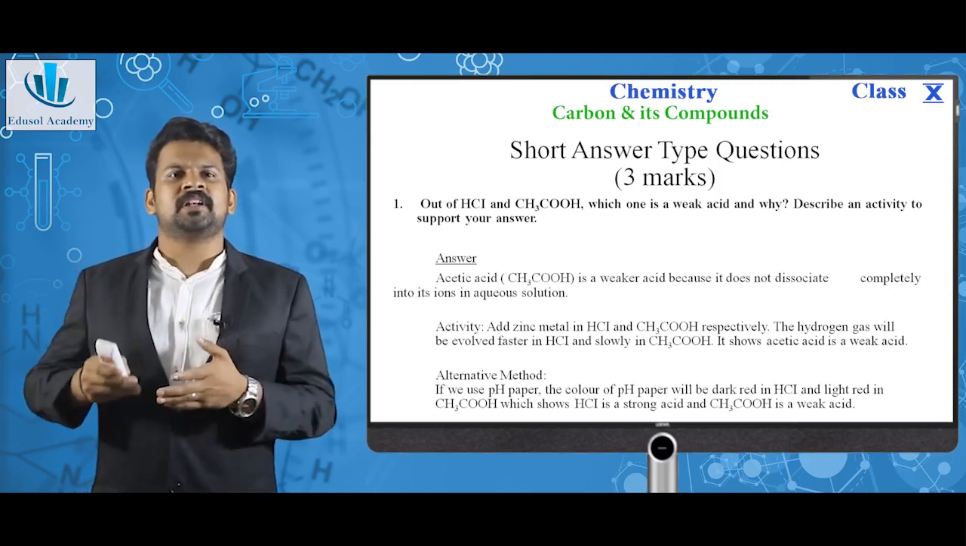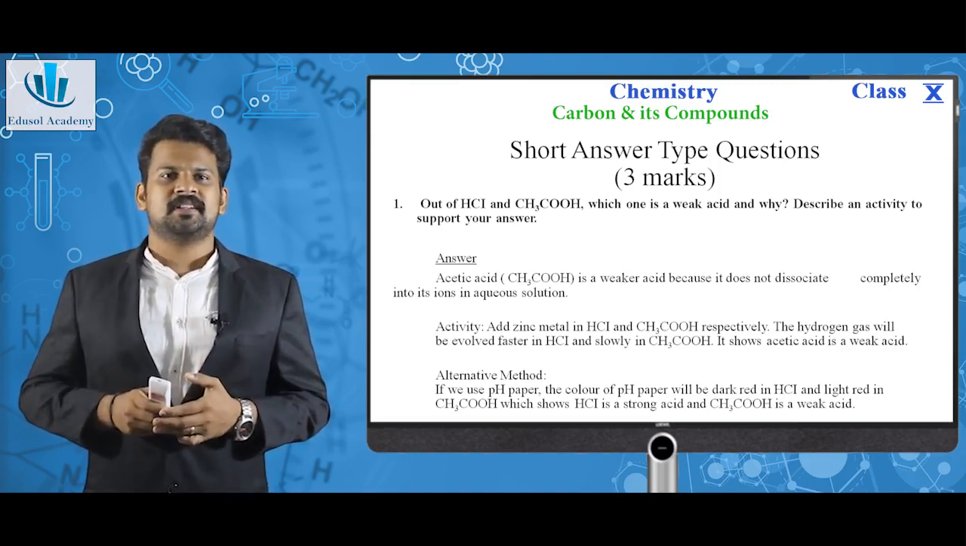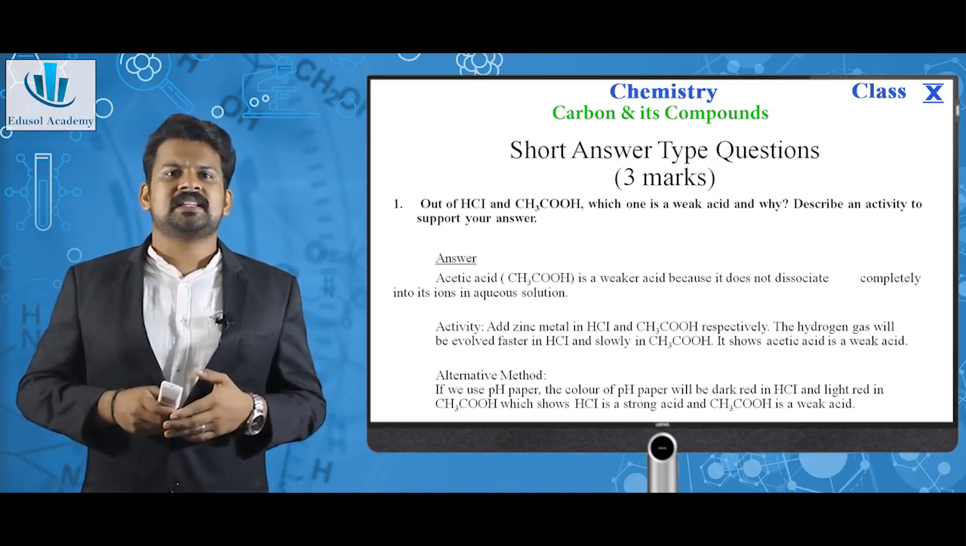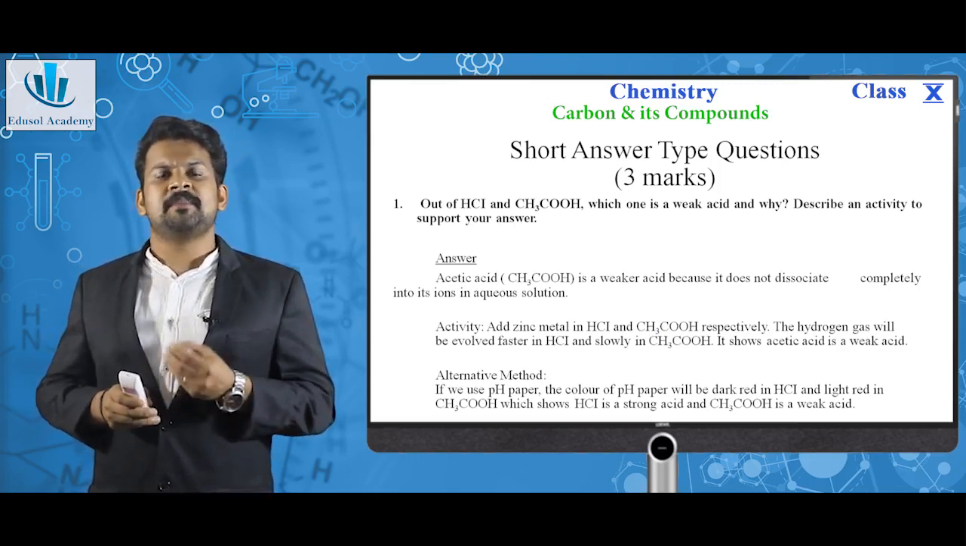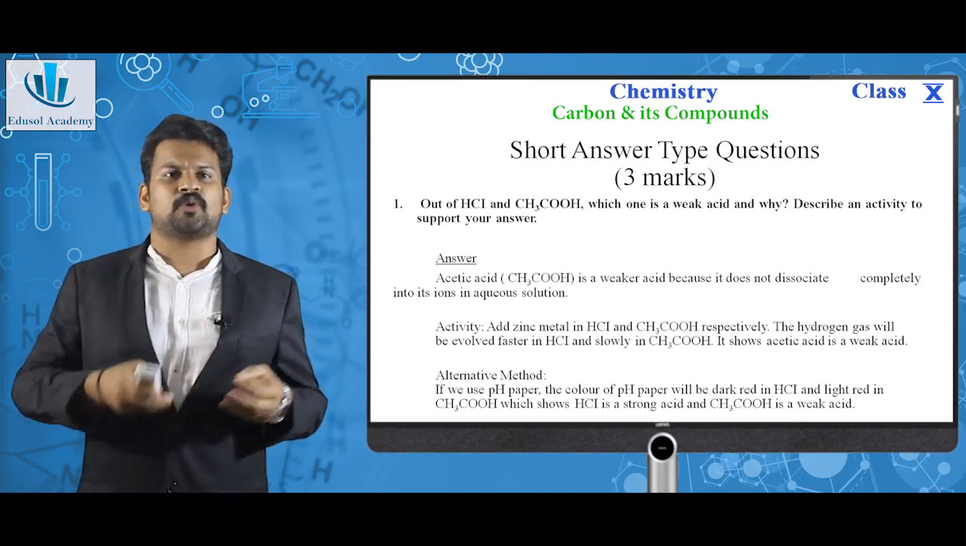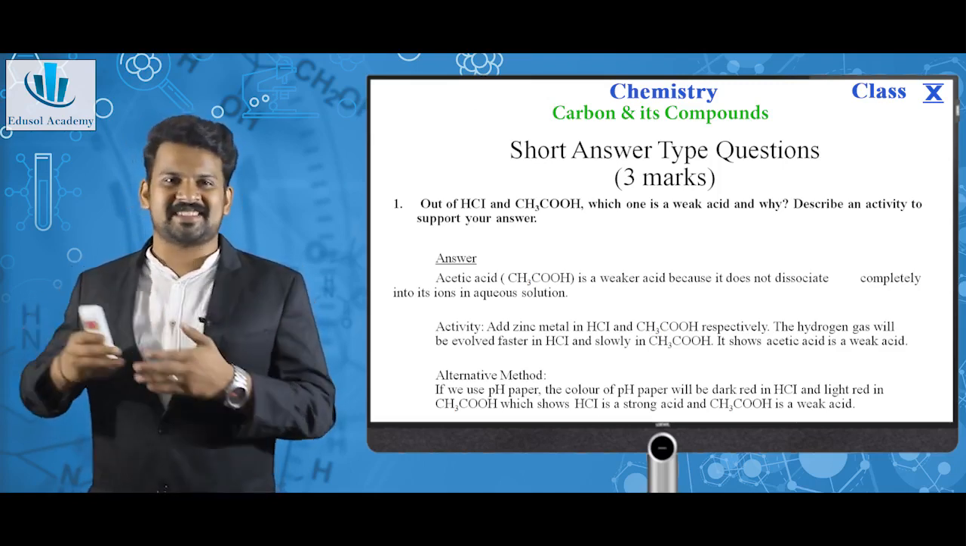HCl dissociates completely to H+ and Cl- ions in aqueous solutions. As an activity, adding zinc metal to HCl and CH3COOH, hydrogen gas is immediately evolved when zinc metal is added to HCl, but it is not immediately evolved when it is added to acetic acid.